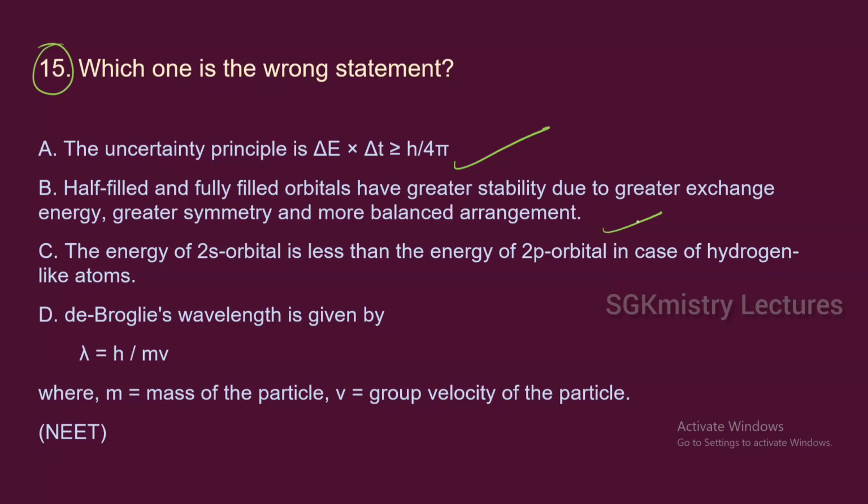The energy of 2s orbital is less than the energy of 2p orbital in case of hydrogen-like atoms, which is wrong. Because in case of hydrogen-like atoms, the energy of the 2s orbital is equal to the energy of the 2p orbitals. Okay. Next, the fourth one, de Broglie's wavelength is given as lambda is equal to h by mv, where m is the mass of the particle and v is the group velocity of the particle, which is absolutely right. So we have option C as the right answer.